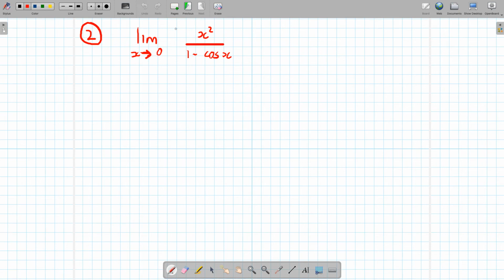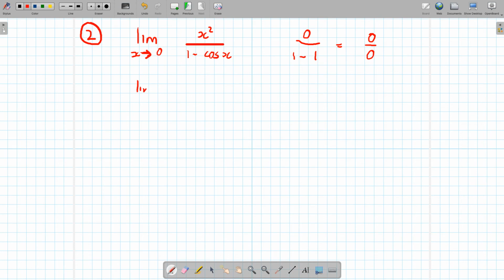Let's have a look at another one. So I'm going to put in 0 here on the top, and well, I'm going to put in 1 minus, now cosine 0 goes towards 1, so that's 1 minus 1. So we've got this same idea of 0 divided by 0. So this is indicating I should probably use L'Hopital's rule.